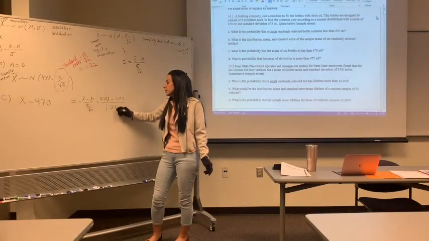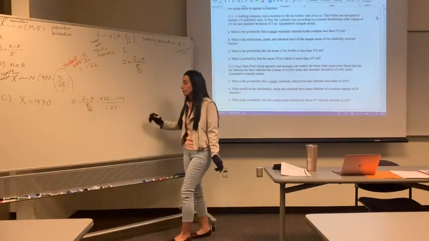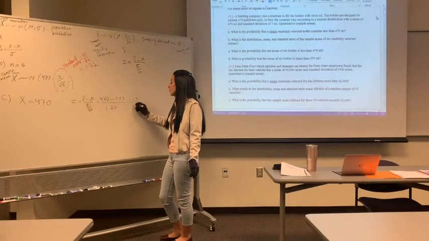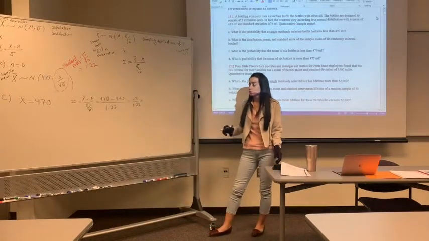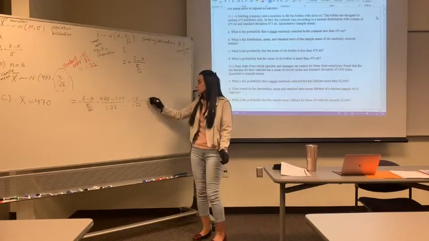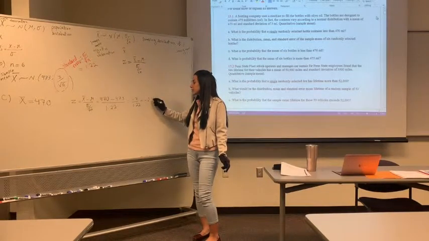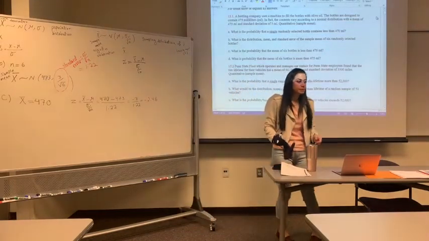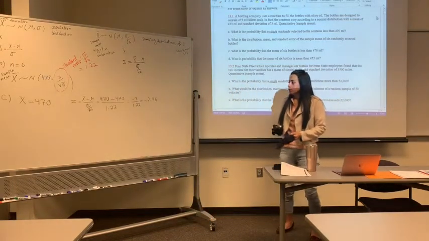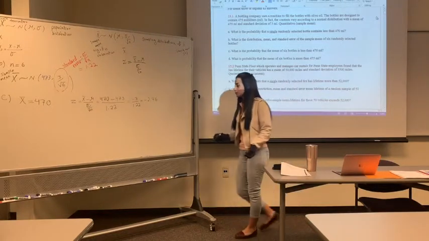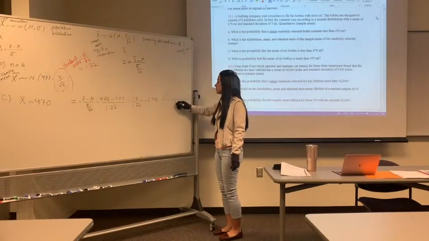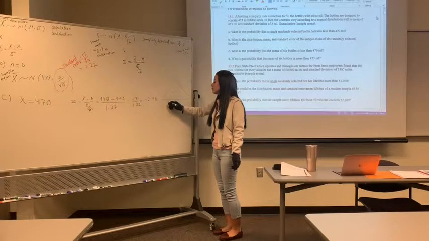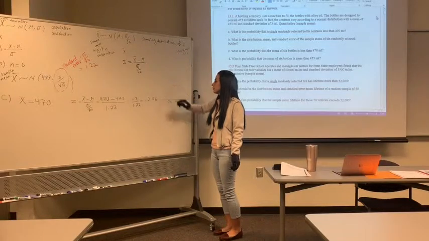So with 1.22, we have negative 3 over 1.22, which is negative 2.46. Correct? Let me draw a standardized normal distribution. Now negative 2.46, let's say it's here. Okay.